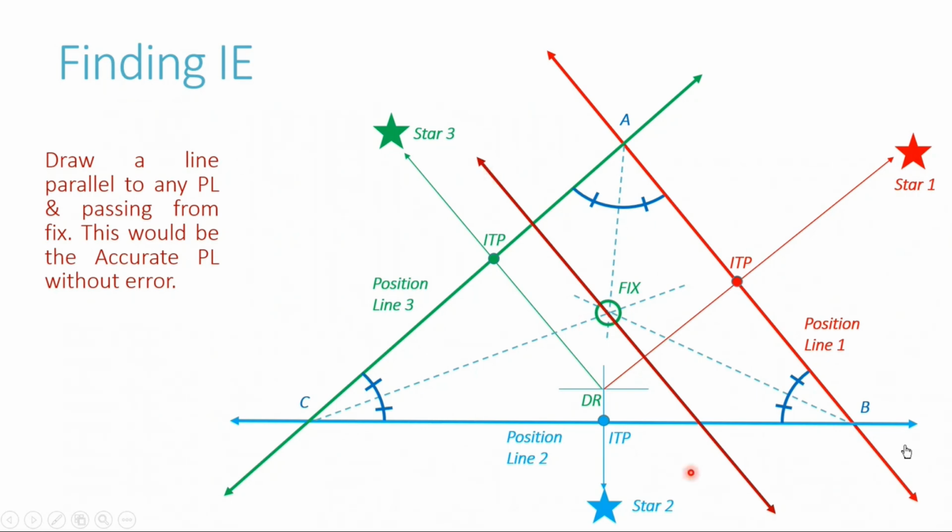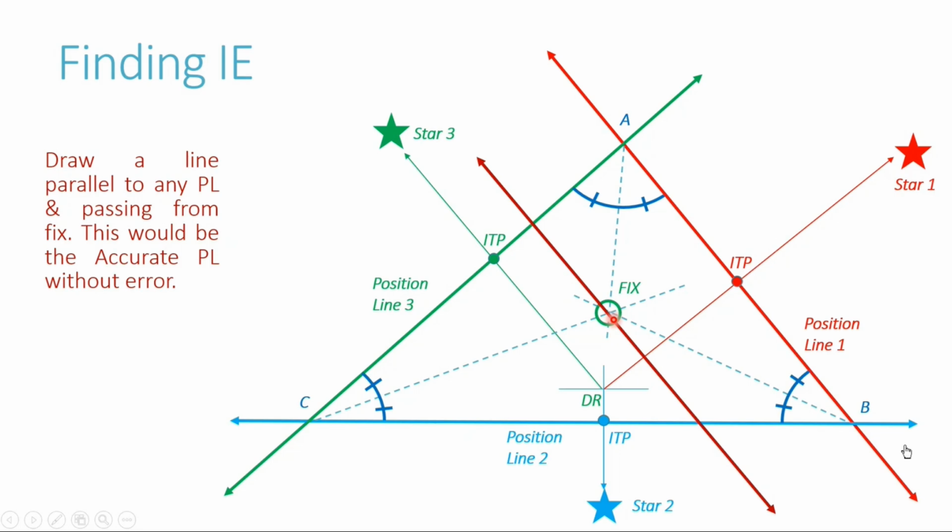Now this line which we have drawn would be the accurate position line without any error, because this is the PL which is passing from the actual position of the ship. The red color PL had some error in it, and the maroon color PL which we have drawn now passing from the fix is the accurate PL or the exact PL without any error.